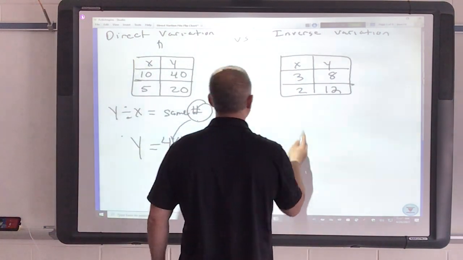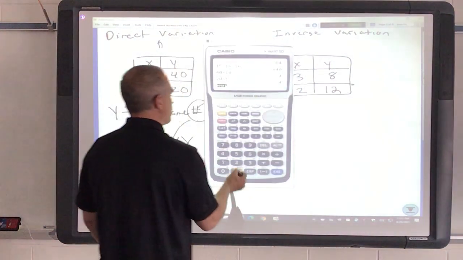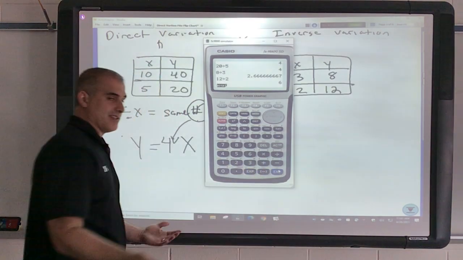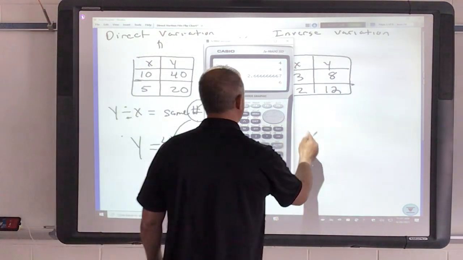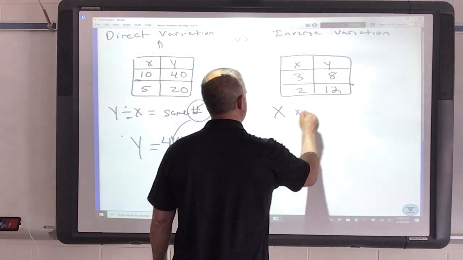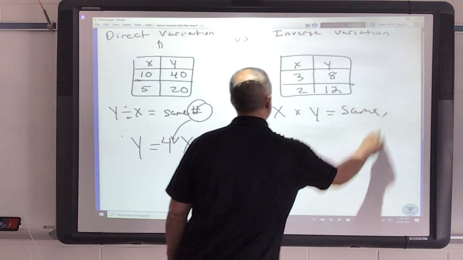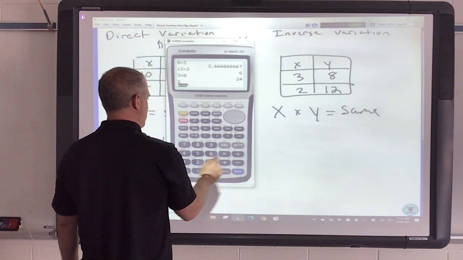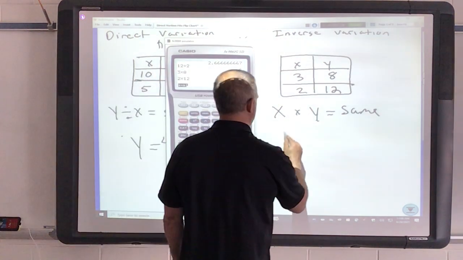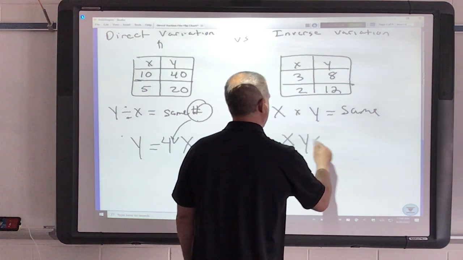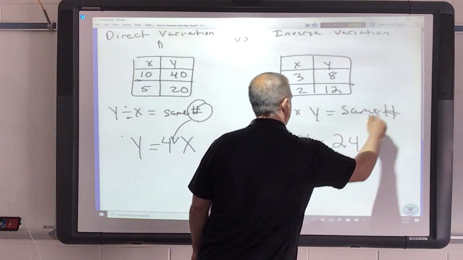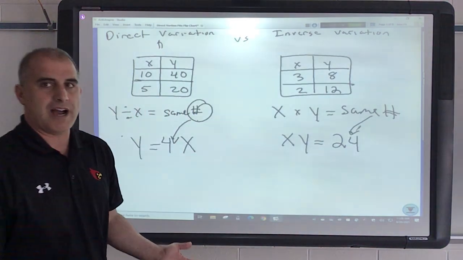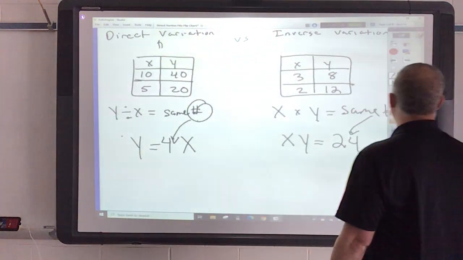Okay, for inverse variation, first of all, if you try doing 8 divided by 3 and 12 divided by 2, notice how you don't get the same numbers, okay? Now inverse variation is when you multiply x times y and you get the same number. So look at this. I got 3 times 8 and 2 times 12. Notice how I get 24. So what I would do is just write xy equals 24. That same number just goes into that spot. That's how easy that is. So sometimes it might be easier to multiply them, and that way you know whether it's direct or inverse.